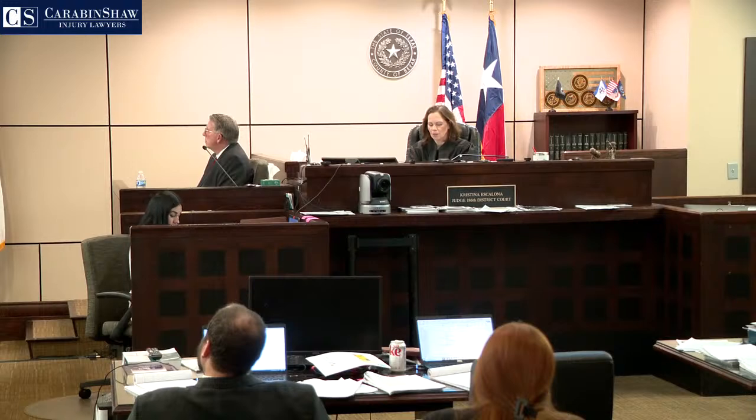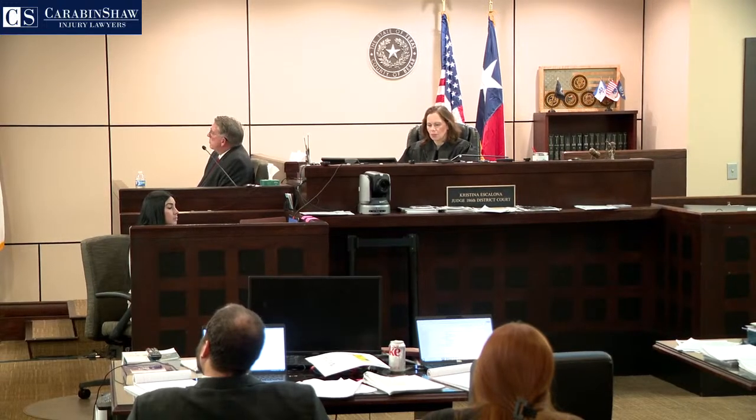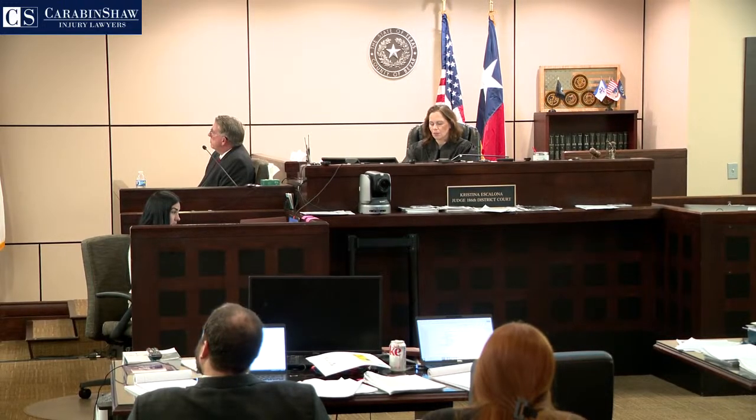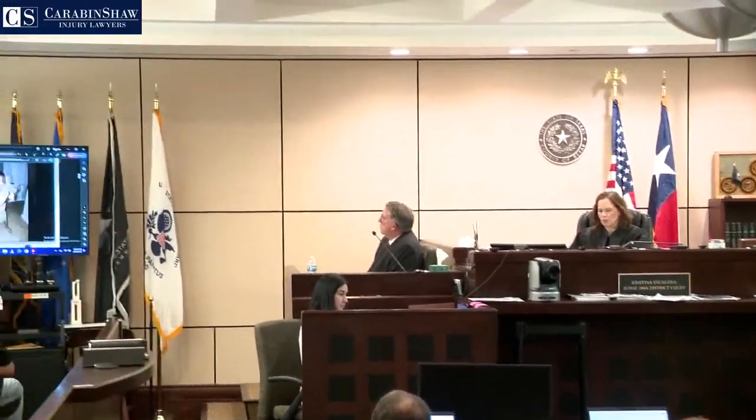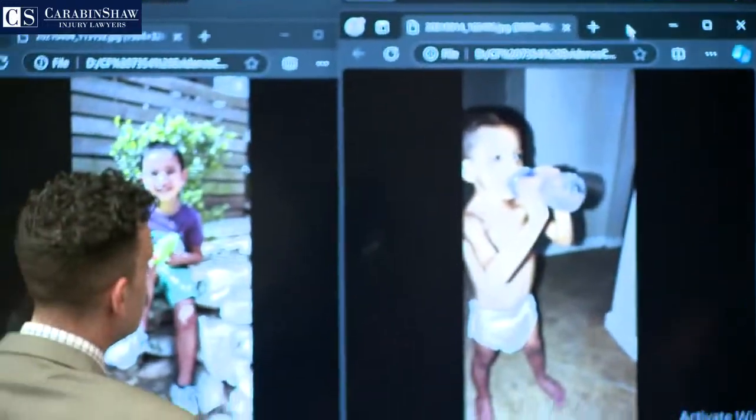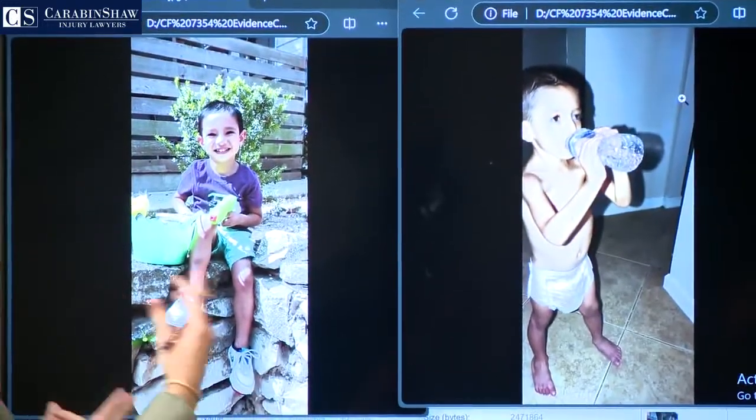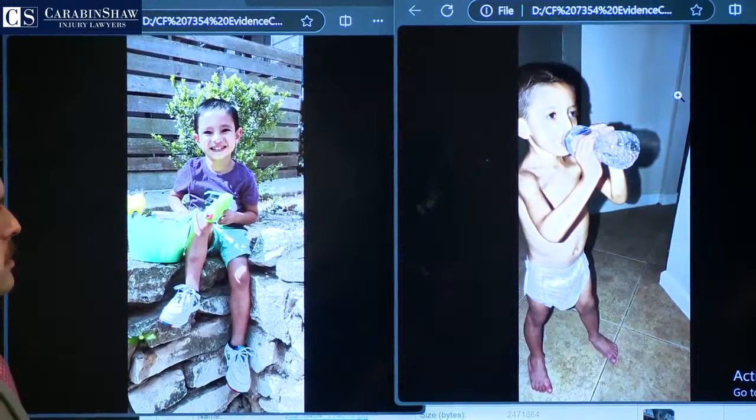Did you see this photograph? I did, yes. Okay. In looking at this photograph, compared to one of the earlier photographs that we have, it's clear that Benji's lost weight. Correct? It appears that he has lost weight, yes.